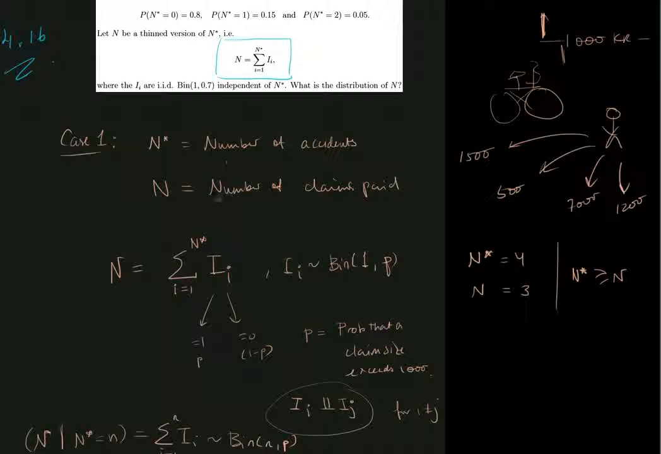So we've just been talking about how, when we consider a thin version of the number of accidents, we want to model the number of claims paid by using a thin version of the number of accidents. For each accident we ask, what's the probability that that accident results in a damage that is greater than the deductible? If it is greater than the deductible, then this I is 1. And if it's smaller than the deductible, then this I is 0.